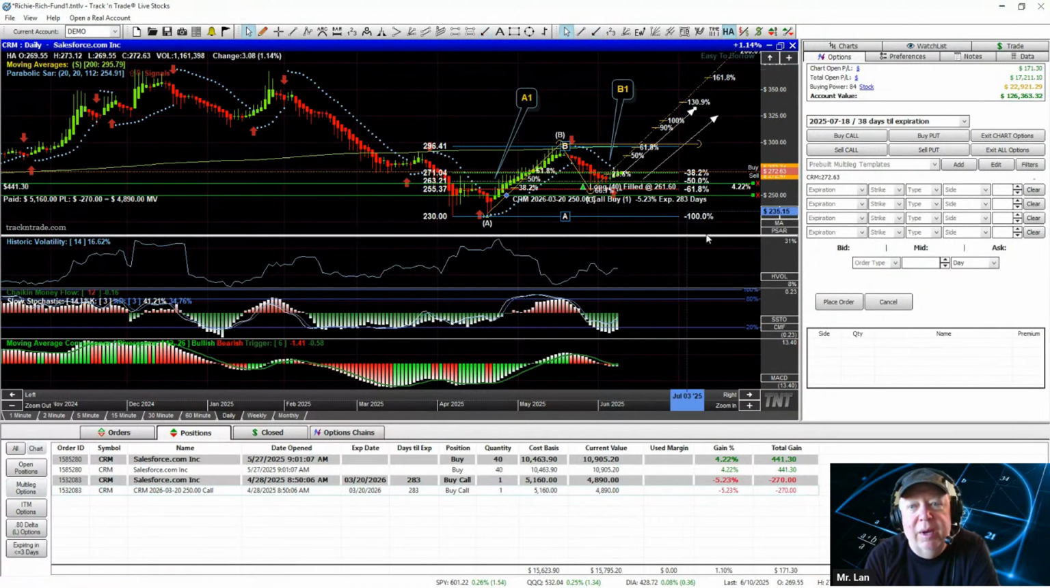If we wanted to, we could buy another call. Do you want to buy another call here on Salesforce? Double down on Salesforce? Probably could, because it's going to go up. It's just how fast is it going to go up? That's the question.